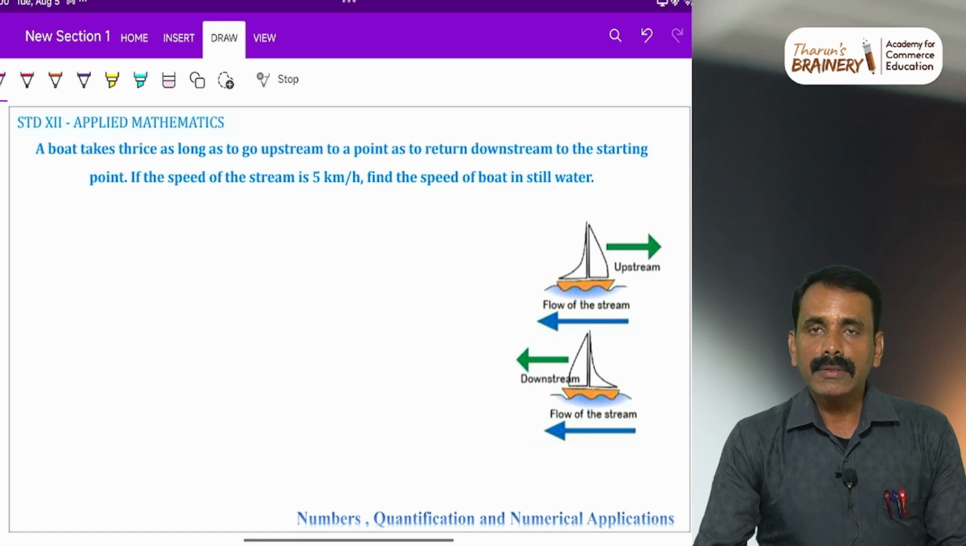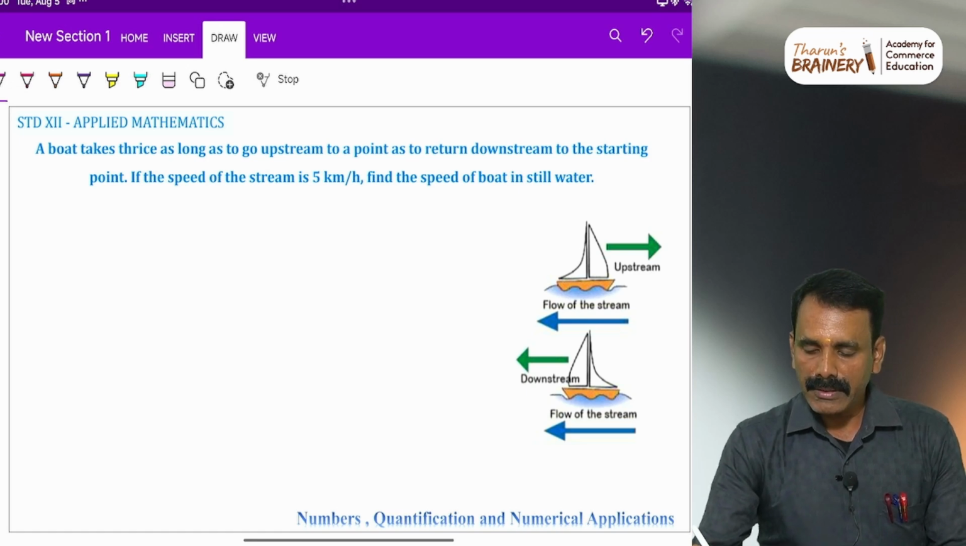So as usual, we assume that the speed of the flow of the stream is y km per hour.